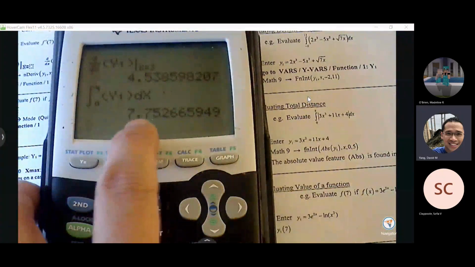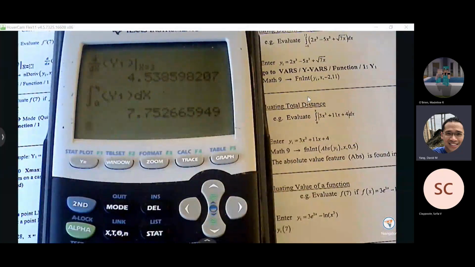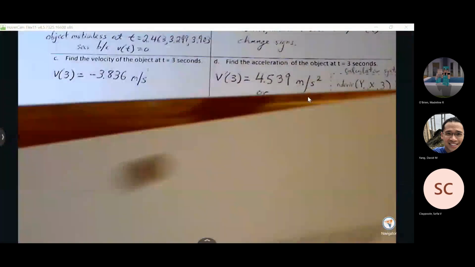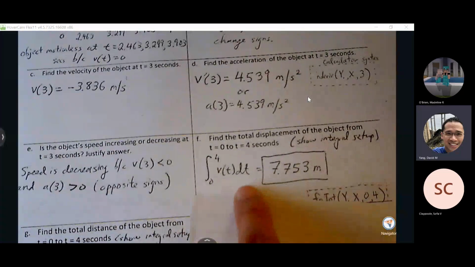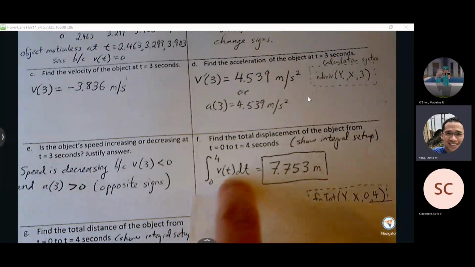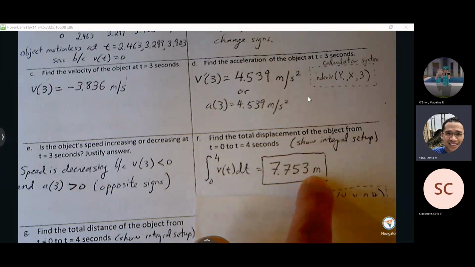So that means we know that in between 0 and 4, this object may be going back and forth, but in the end, it's going to end up 7 units further to the right than where it started. Okay, that's what that 7.75 means. And displacement, you see how velocity is meters per second, but then if you push it through the antiderivative, the rate is going to be stripped away and it's going to just be meters.